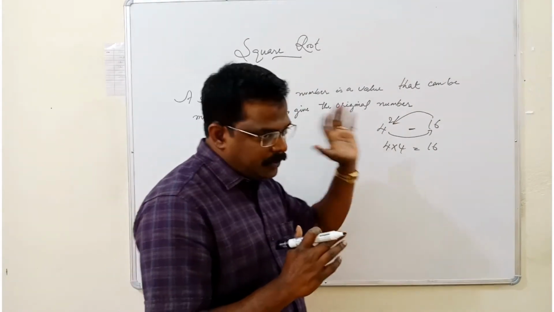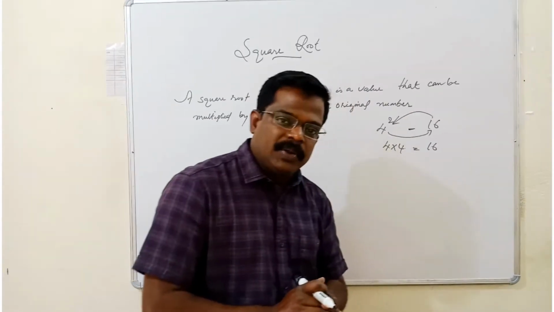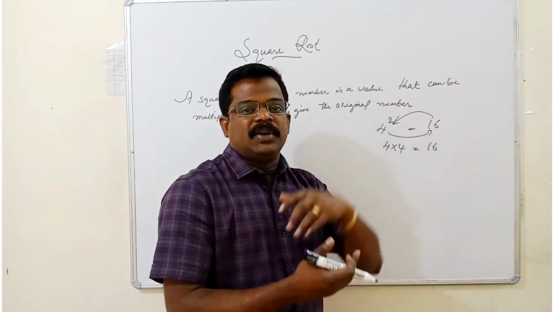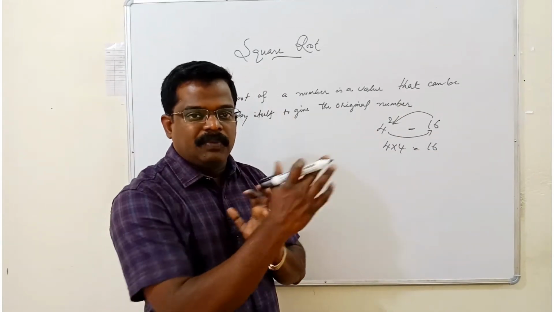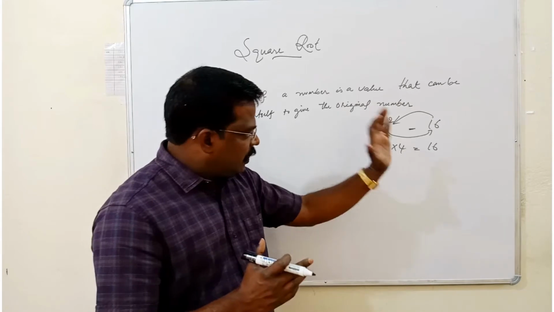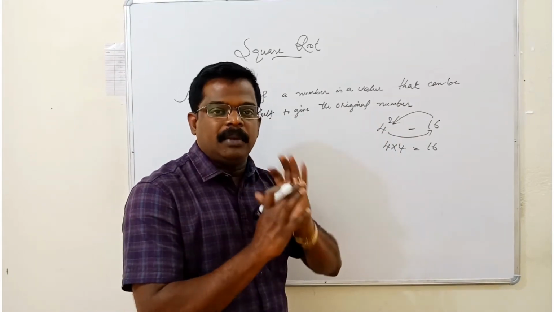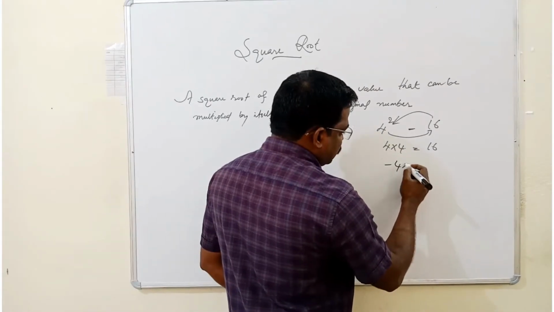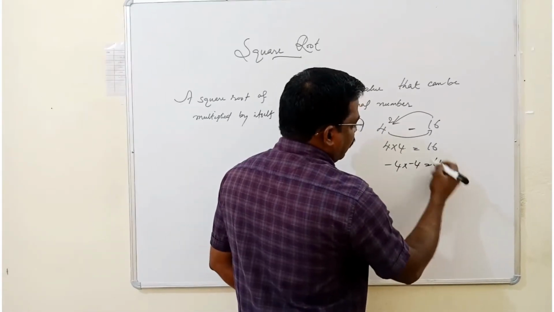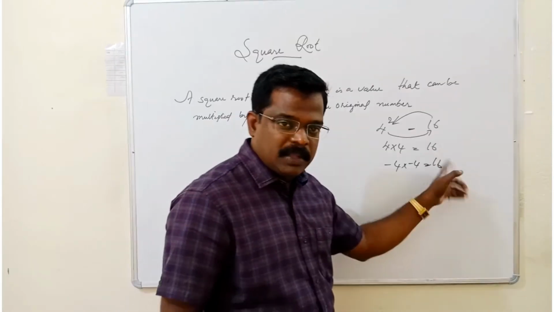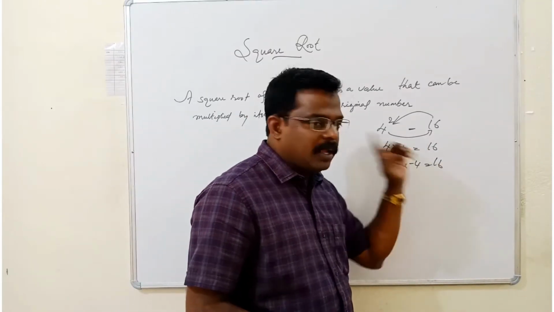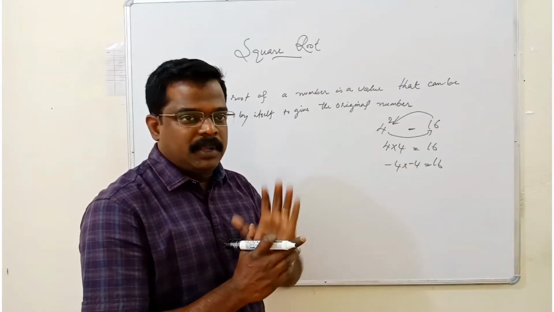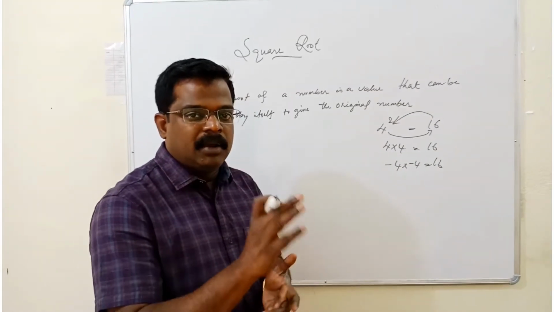So how did we find the square of a number? The process of finding square root is just the inverse of that operation. That we will study in detail. But when we find the square root, it can be negative and positive, because we know that minus 4 into minus 4 is also 16. Minus into minus is plus. So the square root of 16 can be plus 4 and minus 4.